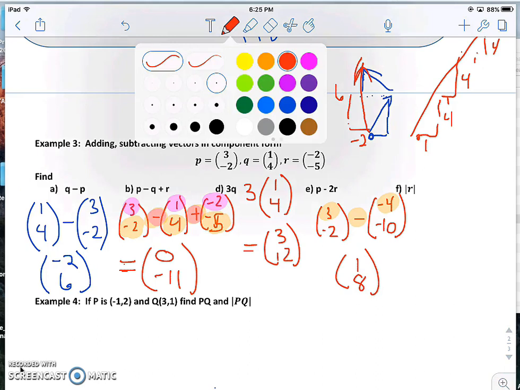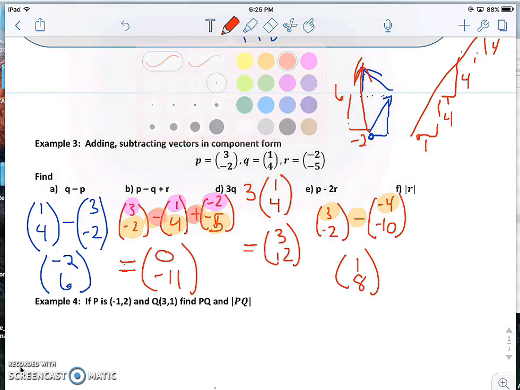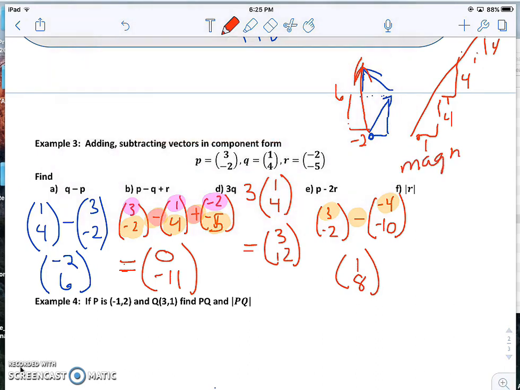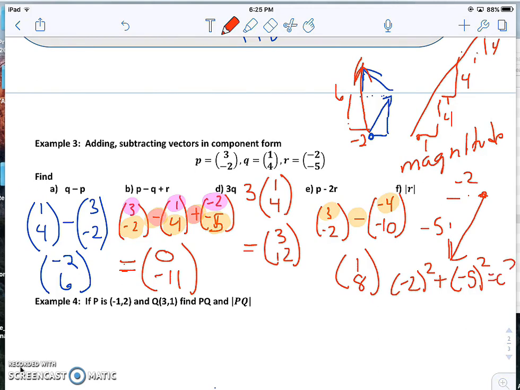And then the last thing, again, this stands for the magnitude of r. So for r, we go backwards 2 and down 5. So by the Pythagorean theorem, negative 2 squared plus negative 5 squared equals c squared. So 4 and 25, so the square root of 29.